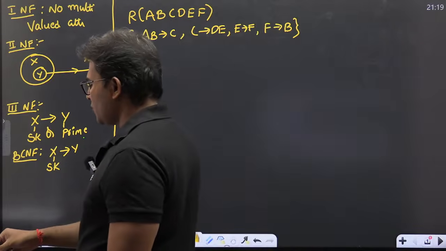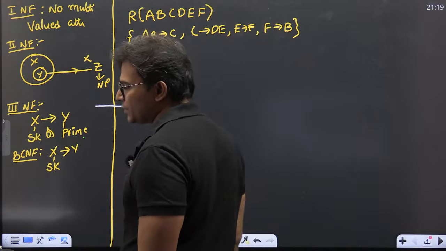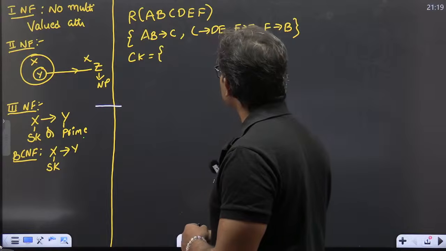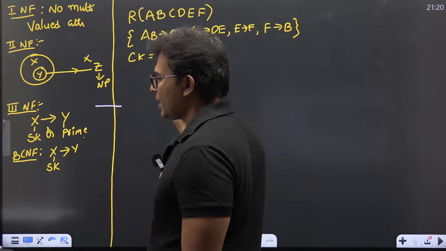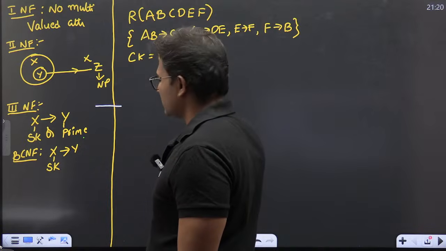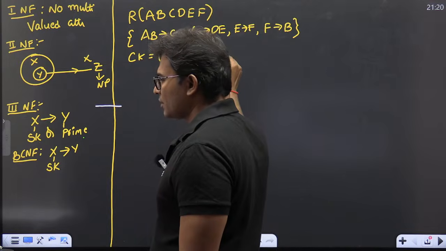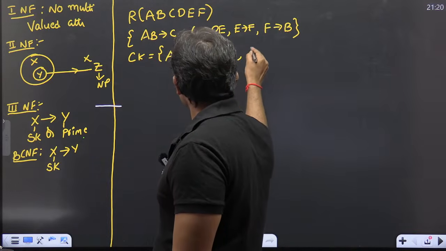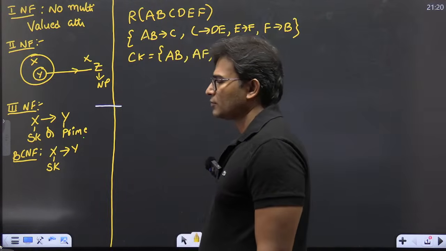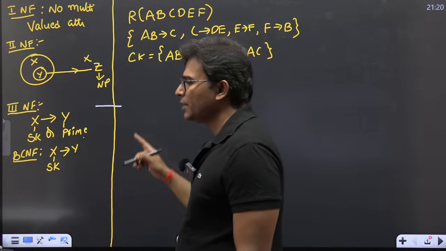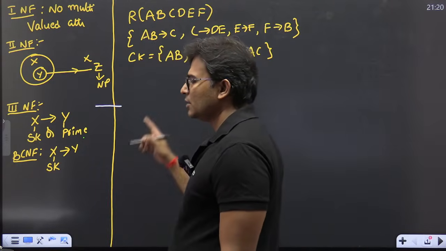So first find out what are all the candidate keys. I'm directly giving you all the candidate keys. The candidate keys are AB, AF, AE, AC.